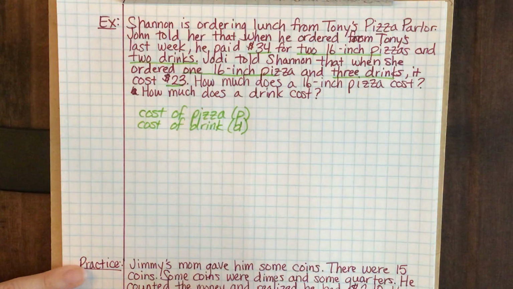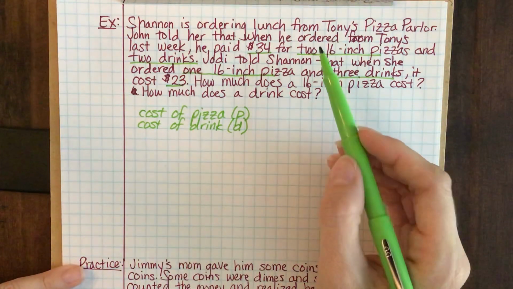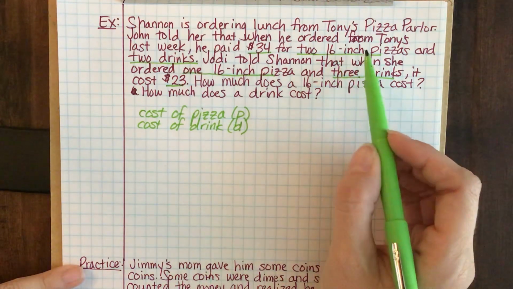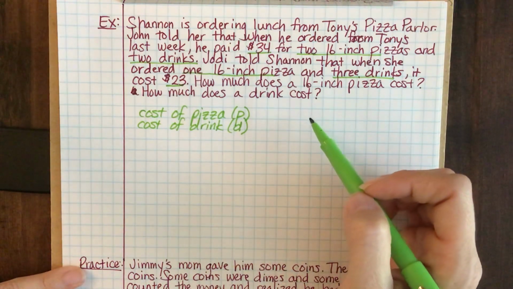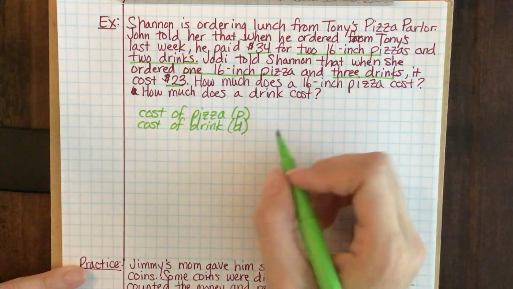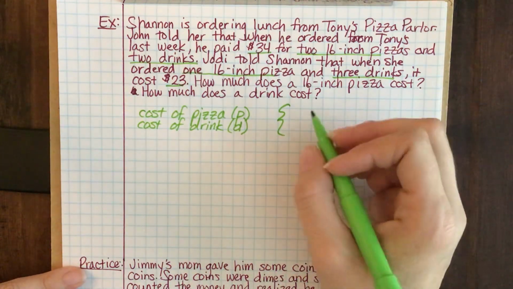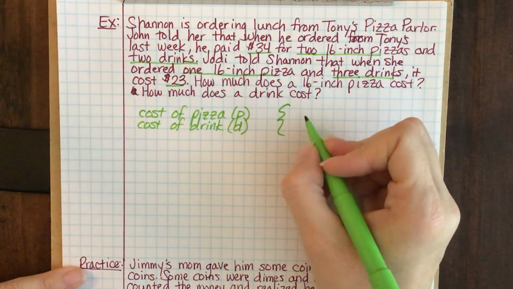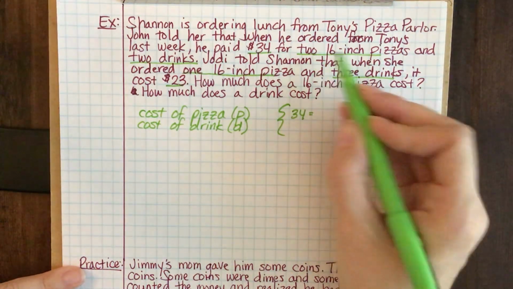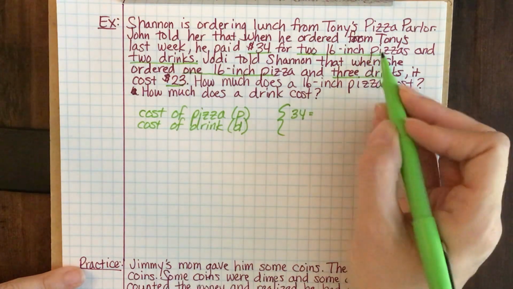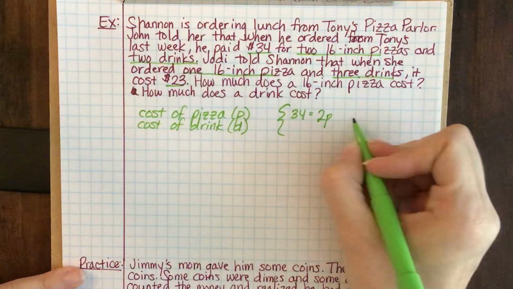Okay? Now, this problem is set up nicely because we have John's order, which is separate from Shannon's or Jody's order. So when we write our system, we can write an equation for John's and then an equation for Jody's. So John said he paid $34 and he ordered 2 pizzas. Well, we don't know the cost of the pizza, so we're going to use P for that. So it's going to be 2 times P.